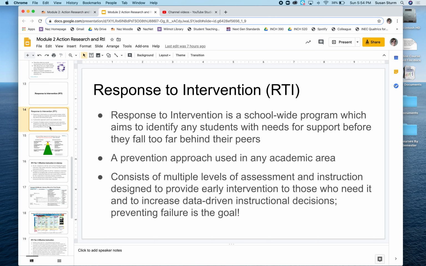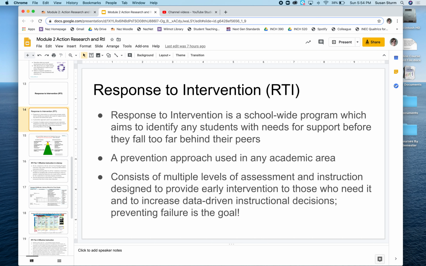So to start, RTI stands for Response to Intervention, which is a school-wide program that aims to identify any students with needs for support before they fall far behind their peers. This is a preventative approach, which is different from what we used to use, a reactive approach. So the idea with RTI is that we catch them before they're too far behind rather than waiting for them to fail to show that they need services.